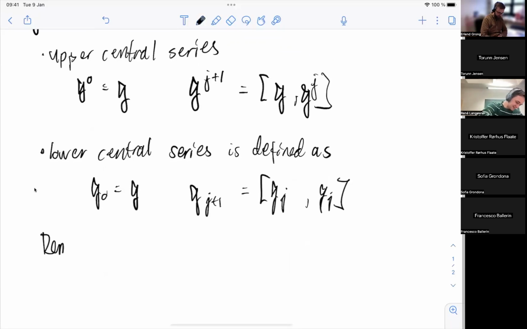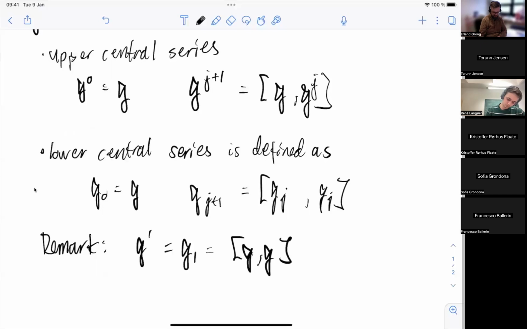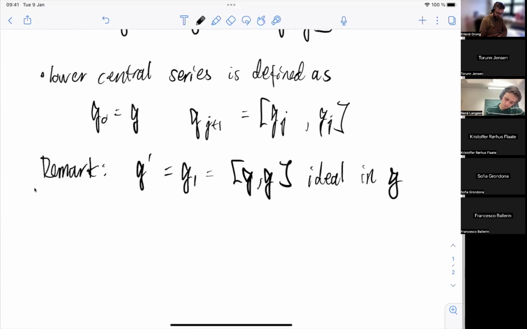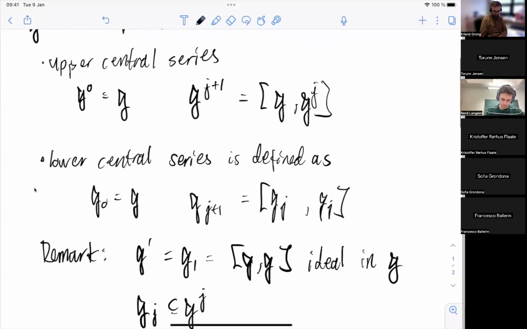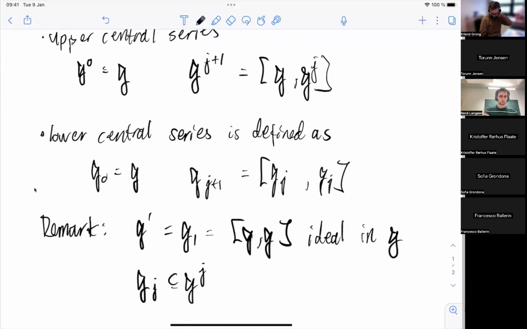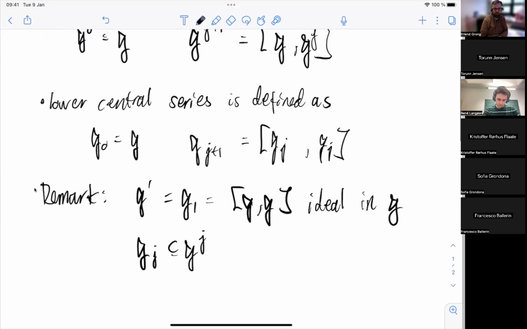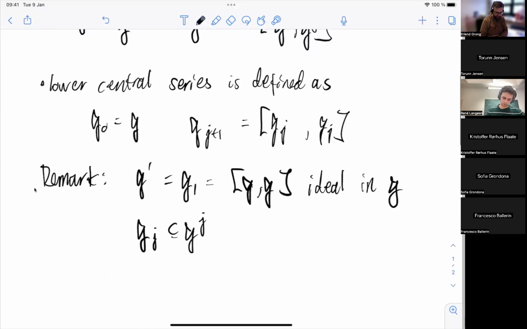So that means, in particular, G1 up is the same as G1 down. That's just the bracket of G with G, and that is an ideal in G. And then in general, the lower J is inside of the J upstairs, because here we're doing the entire Lie bracket, whereas here we're just doing this thing here. So the lower central series will sort of vanish faster than the upper central series.